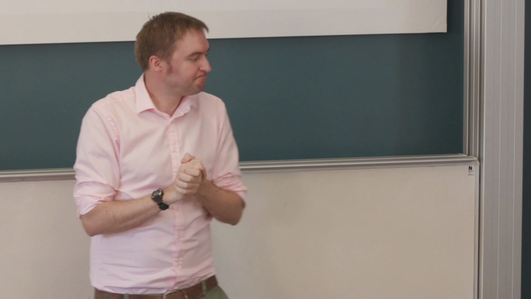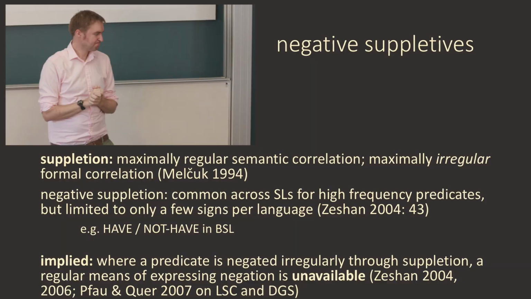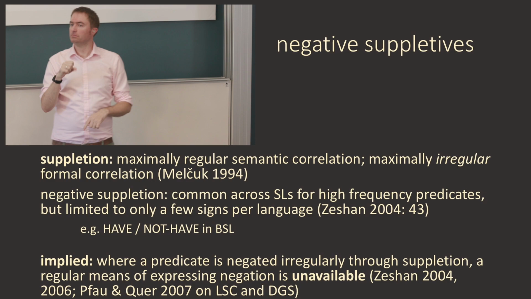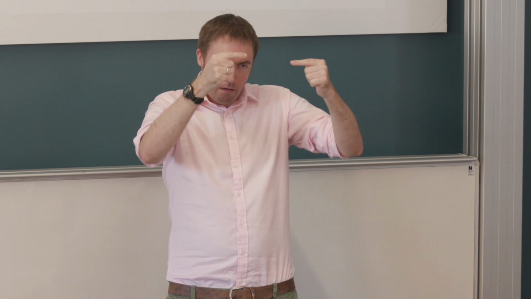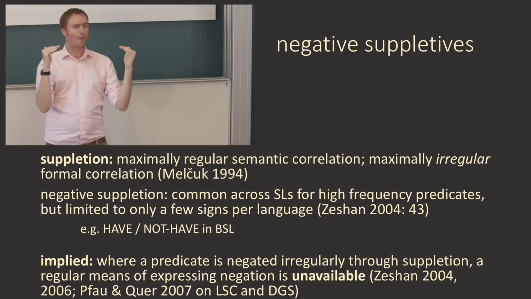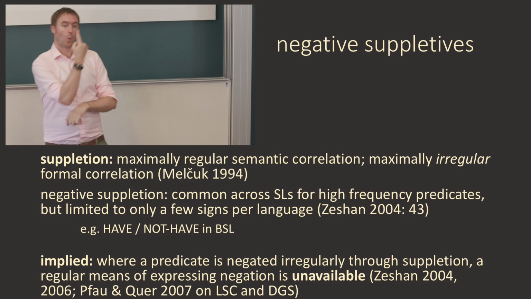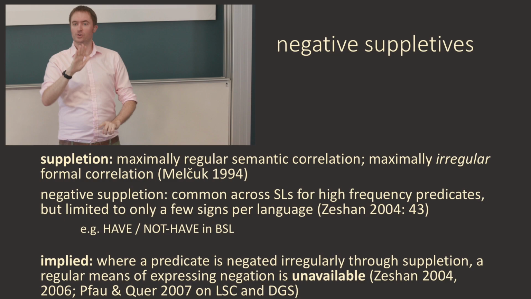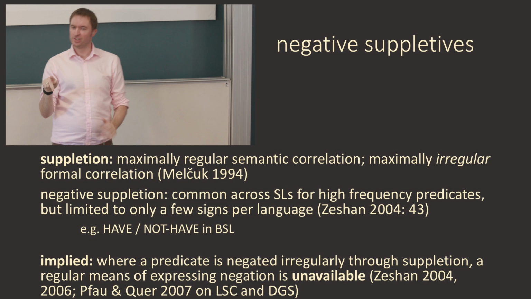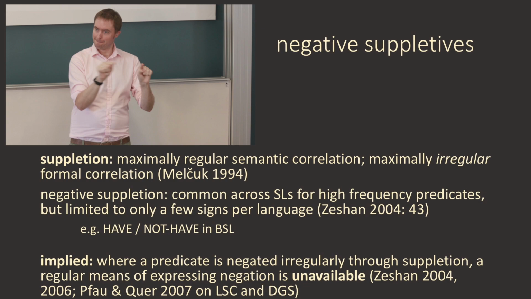So let's move on from clitics and look at negative suppletives. I'm going to use the sign for suppletion. And what it means is that there is regular semantic correlation, but not necessarily regular formal correlation. So, for example, one book, two books with the S. One child, two childs. No, you don't have two childs, you have two children. So that is an example of suppletion, the term children. So it doesn't necessarily correlate in terms of form.